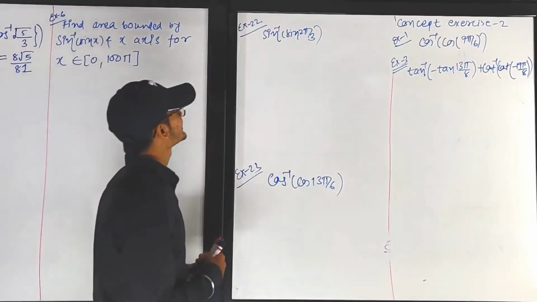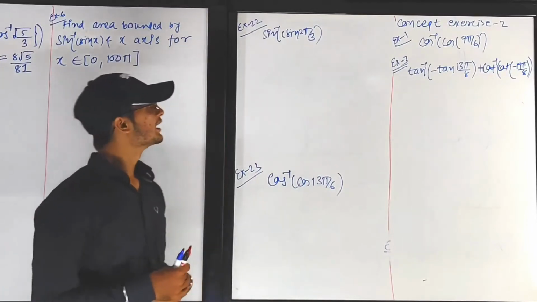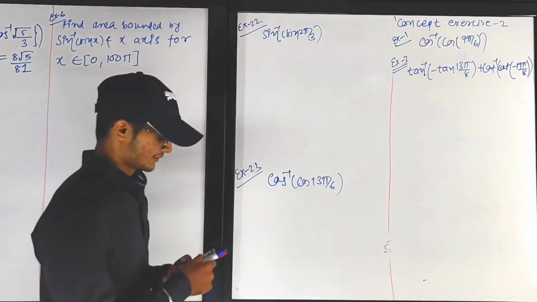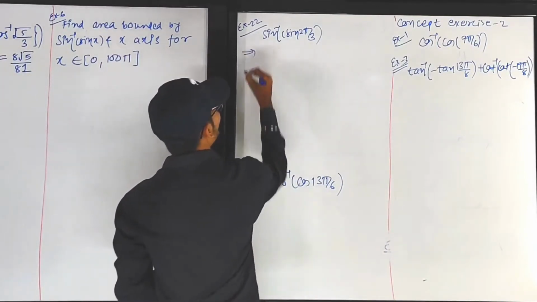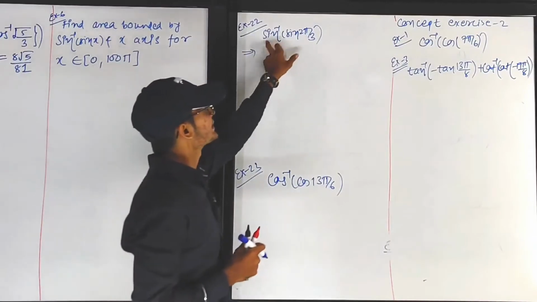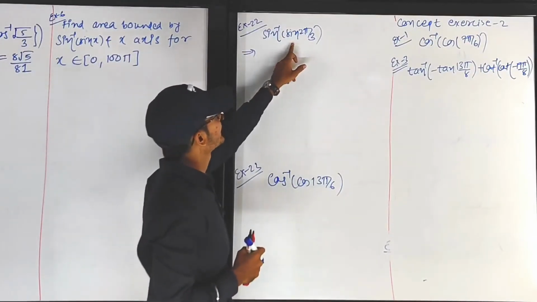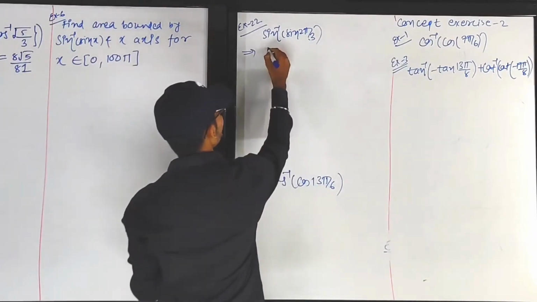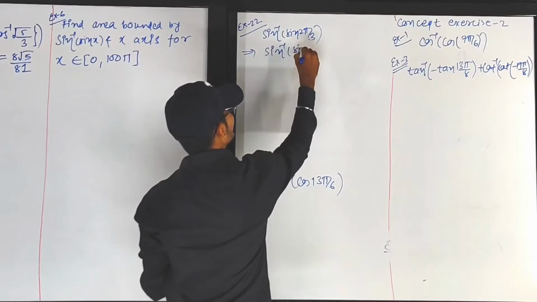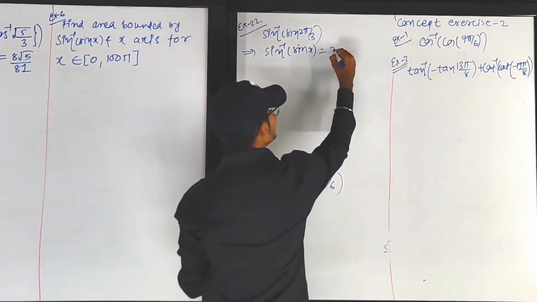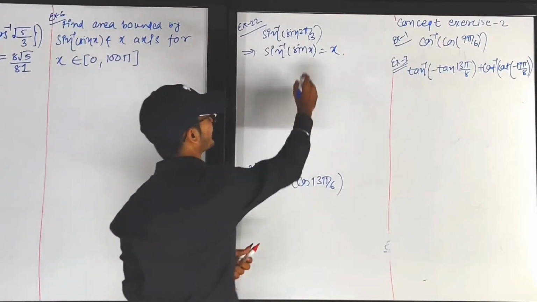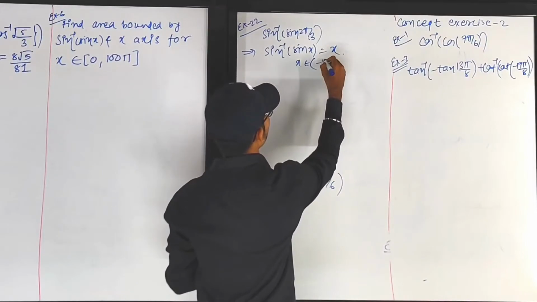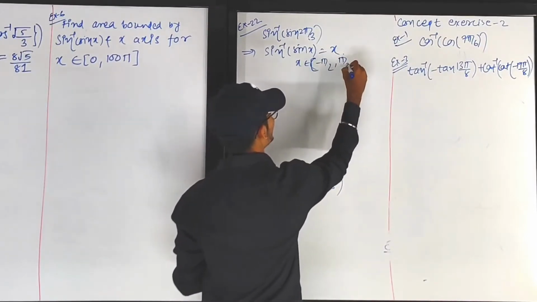In this lecture we are going to see some examples. Example number 22: sine inverse of sine 2 pi by 3. We have discussed that whenever an inverse trigonometric function of a trigonometric function is given, we cannot directly write 2 pi by 3. Because whenever sine inverse of sine x is given, we can write it equal to x if and only if x belongs to minus pi by 2 to pi by 2.